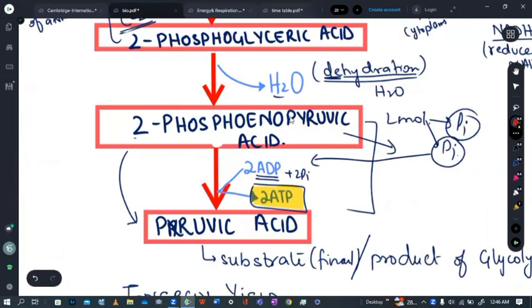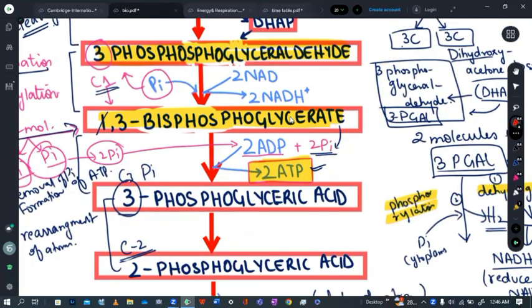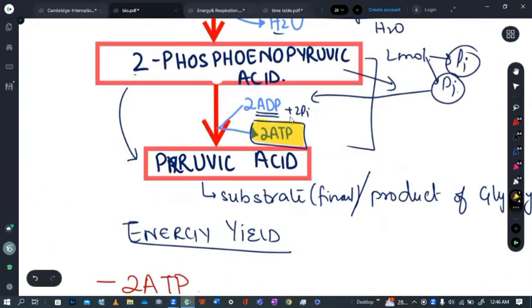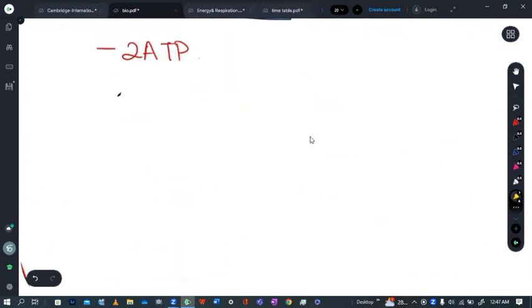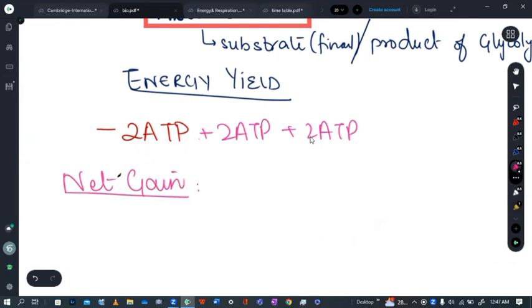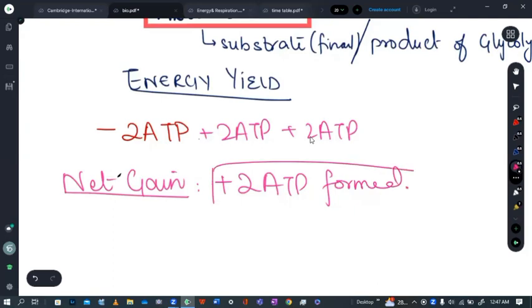Now let's see how many ATP molecules we formed. Okay, so here 2 molecules of ATP were formed, and then 2 more ATP molecules were formed in the last step of the process. So we had 2 ATP molecules, and then 2 more ATP molecules in the last step being formed. Calculating it as net gain was plus 2 ATP molecules formed. So at the end of the process, we have 2 molecules of new ATP formed.